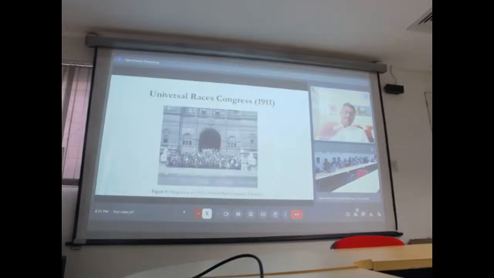And Seal made this point very clear in 1911 when he was invited to address a meeting called the Universal Races Congress in London. So the Congress, which is pictured here, was a fascinating moment in this early emergence of internationalism, where you had delegates from the Americas, from West Africa, and from South and East Asia coming together to debate questions of race, politics, and empire in the early 20th century. And so Seal was invited to give the opening address to the Universal Races Congress.